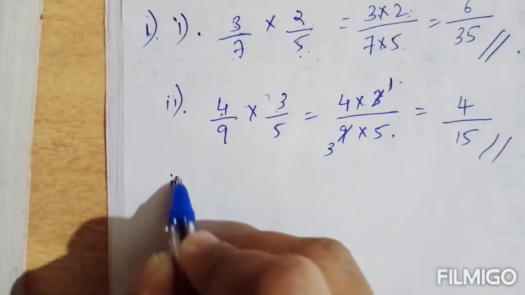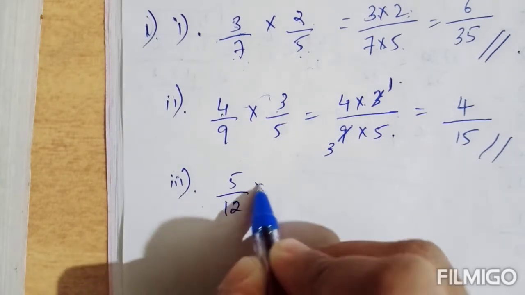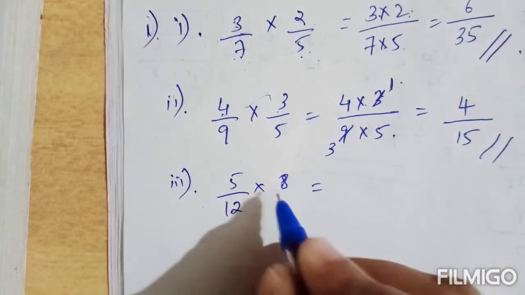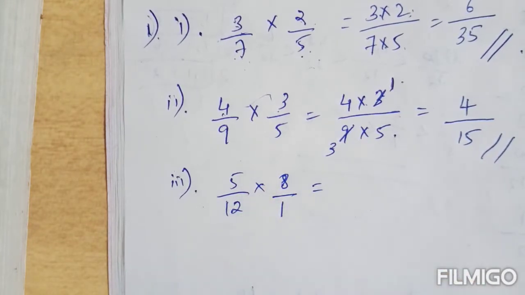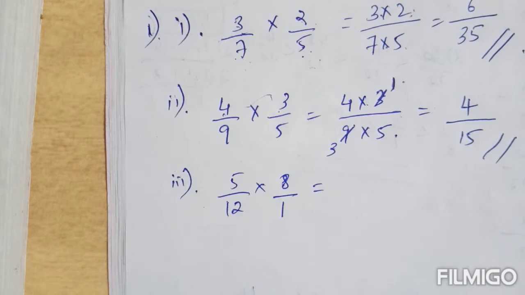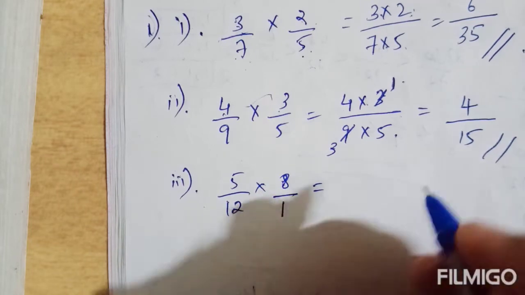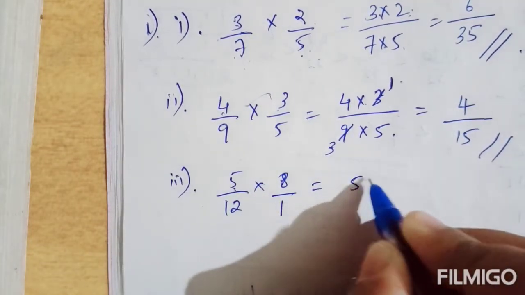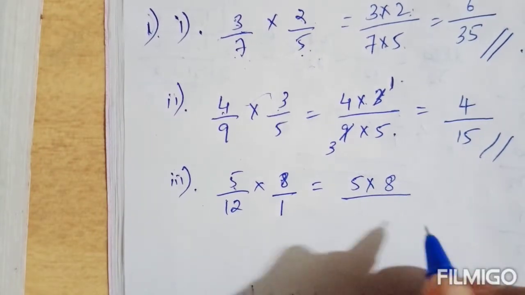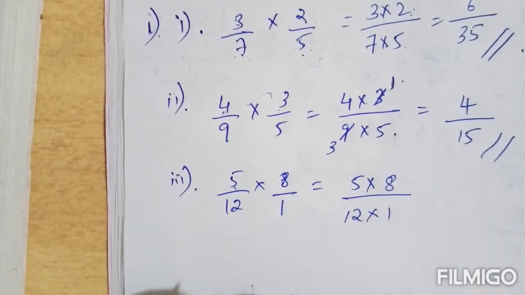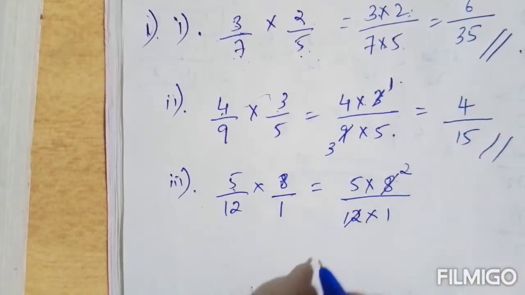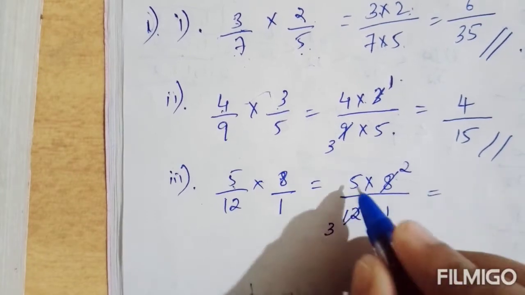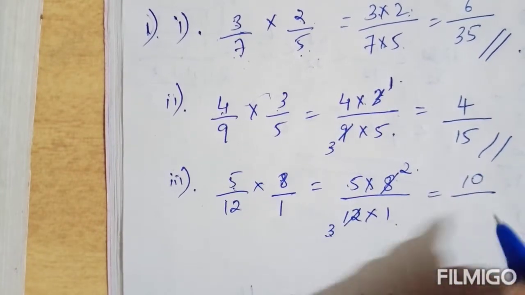Now third one, 5 by 12 into 8. So here simply 8 means it is 8 by 1. Okay, simply 8. Any number, any integer, we can write it with the denominator 1. So 8 we can write as 8 by 1. Now finding their product. Product of numerator 5 into 8 by product of denominator 12 into 1. So 8 and 12 will go in 4. 4 into 2, 8, 4 into 3, 12. Now 5 into 2, 10 by 3 into 1, 3.